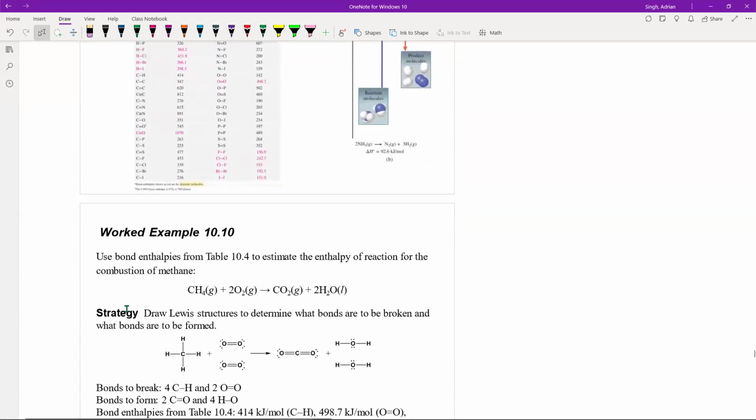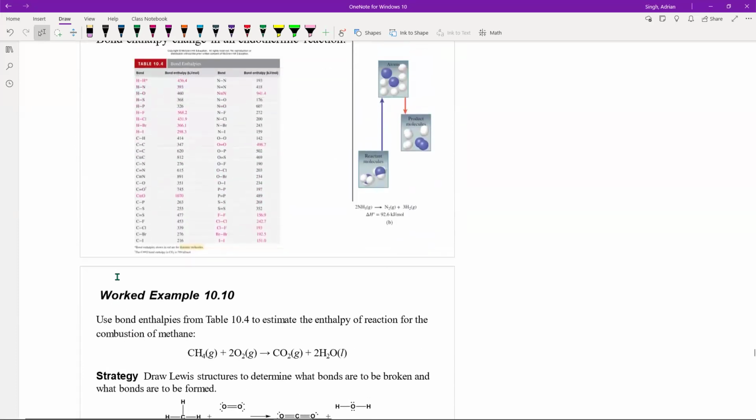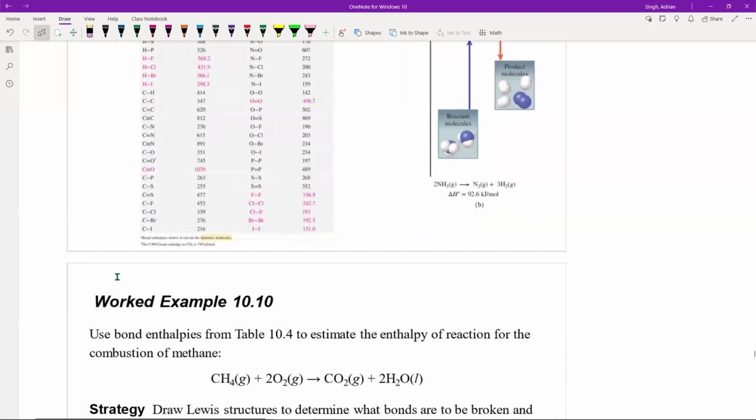So let's take a look at an example. We're going to use some of those bond enthalpies to calculate the enthalpy for this reaction. All right, so we have here this reaction between methane and oxygen to produce CO2 and H2O. So here we want to make sure, again, that it's balanced.